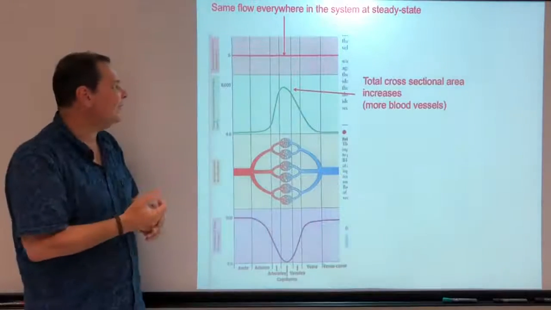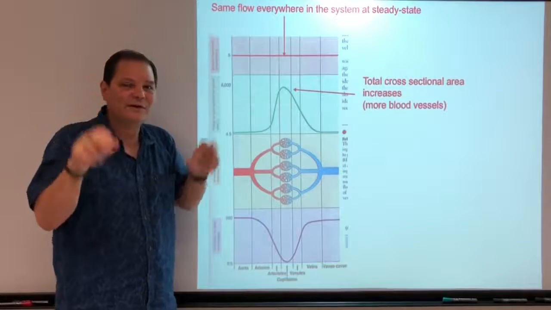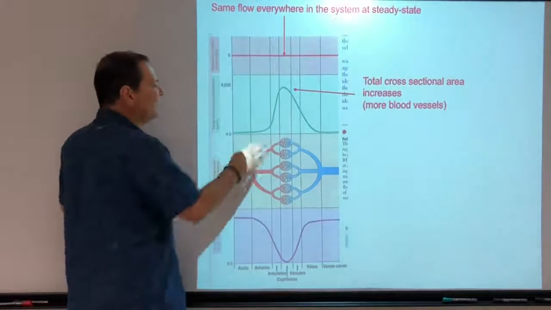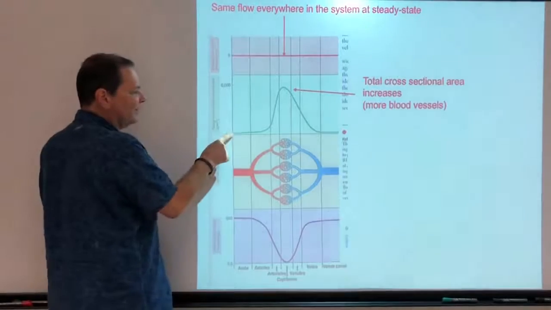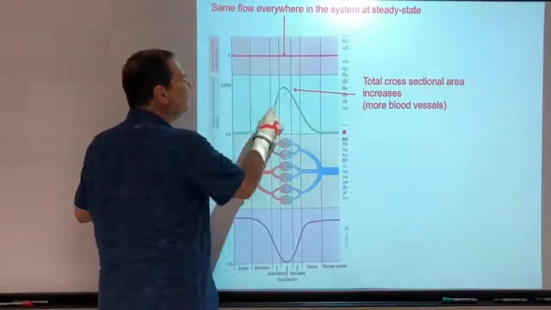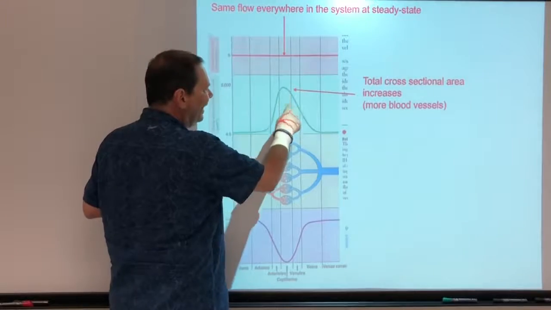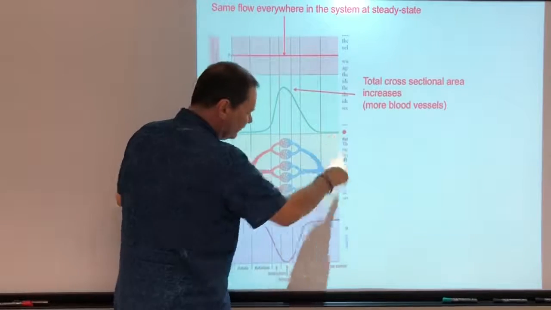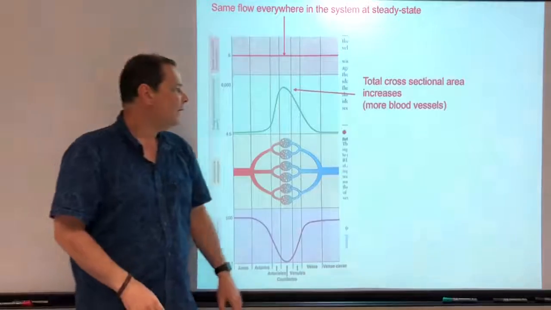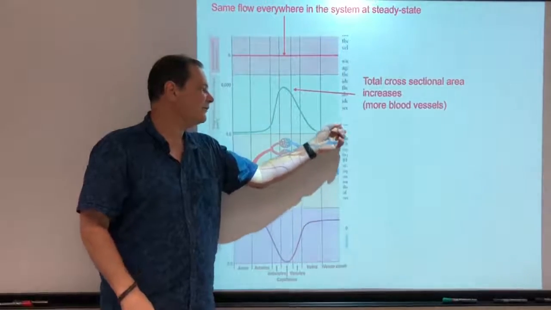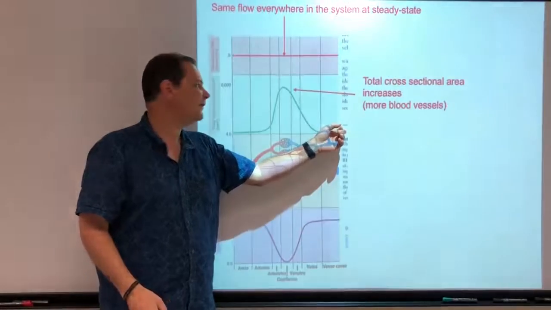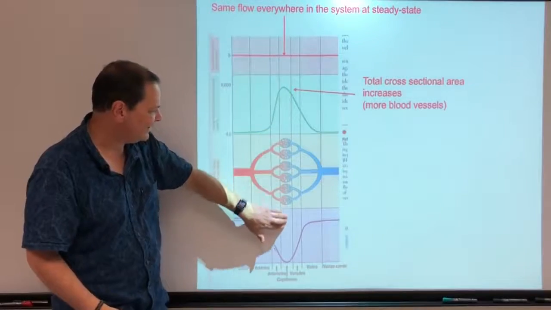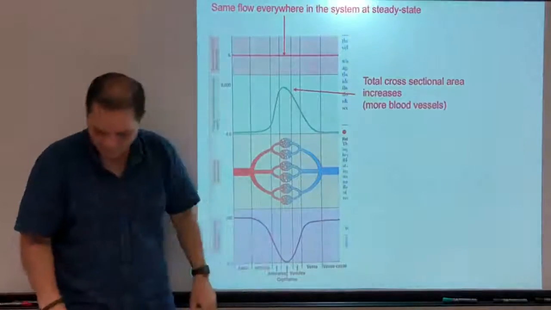If you add up the total cross-sectional area, when you add up all those little vessels together, you find out that that adds up to a much bigger number than you had for the aorta alone. So the cross-sectional area goes way high as you go to the capillaries, and then it drops again as you go toward the vena cava. The cross-sectional area of two vena cavas, superior and inferior, is much lower than the cross-sectional area of all these capillaries added together.